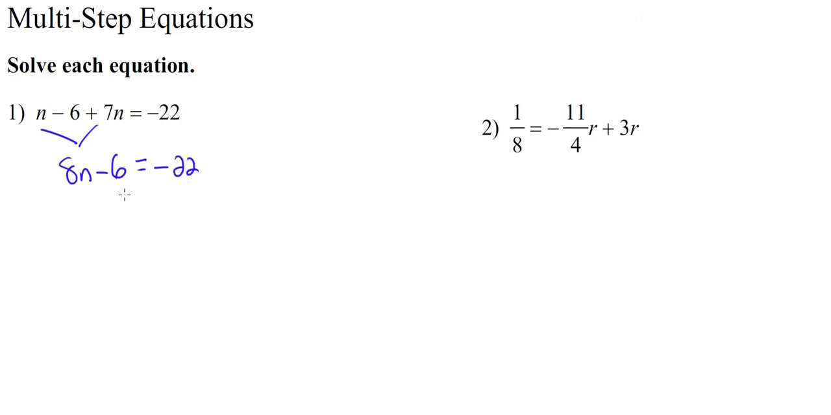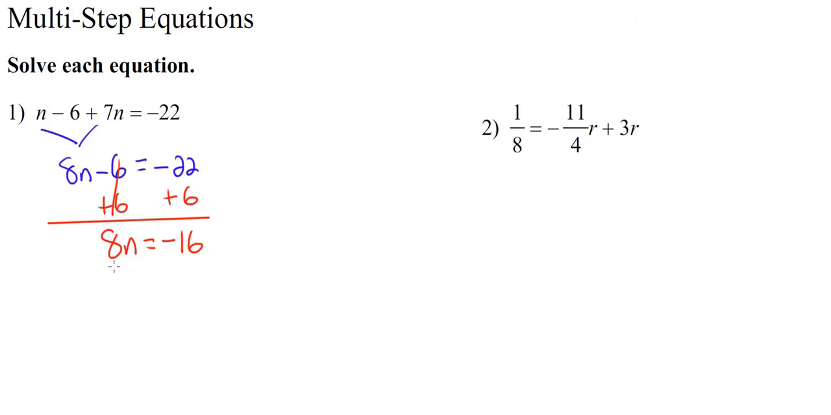Now our next step is going to be we have to get rid of this negative 6. So we're going to add 6 to both sides. On the left, the 6's cancel out, leaving us with 8n. And on the right, negative 22 plus 6, different signs, subtract, and keep the sign of the bigger number. That equals negative 16. So now we have 8n equals negative 16.